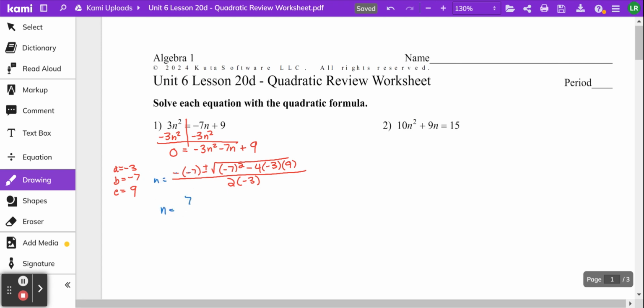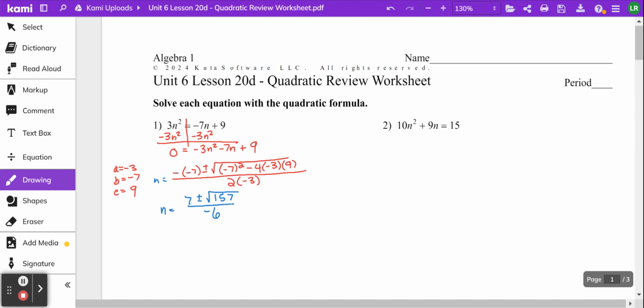So we got 7 plus or minus, underneath our square root sign, we have 157. And this is all over negative 6. Now, our next step is to check if this is a perfect square root.